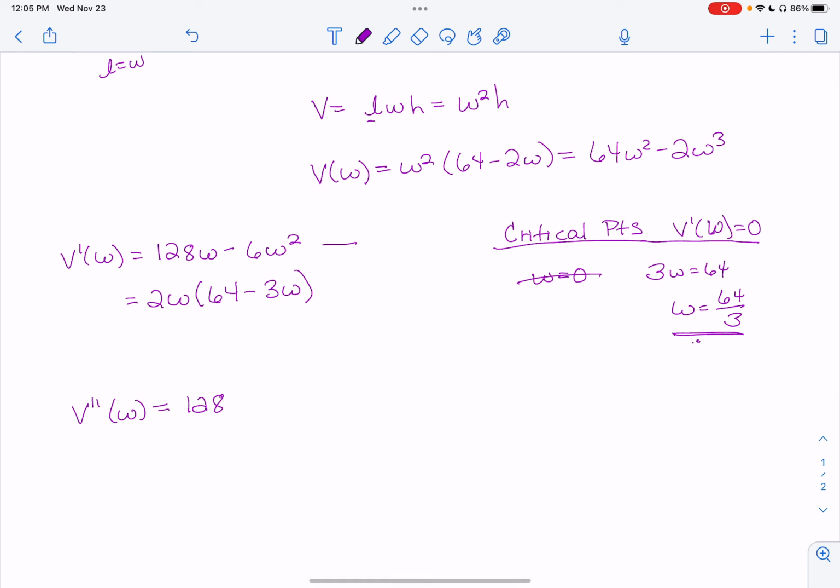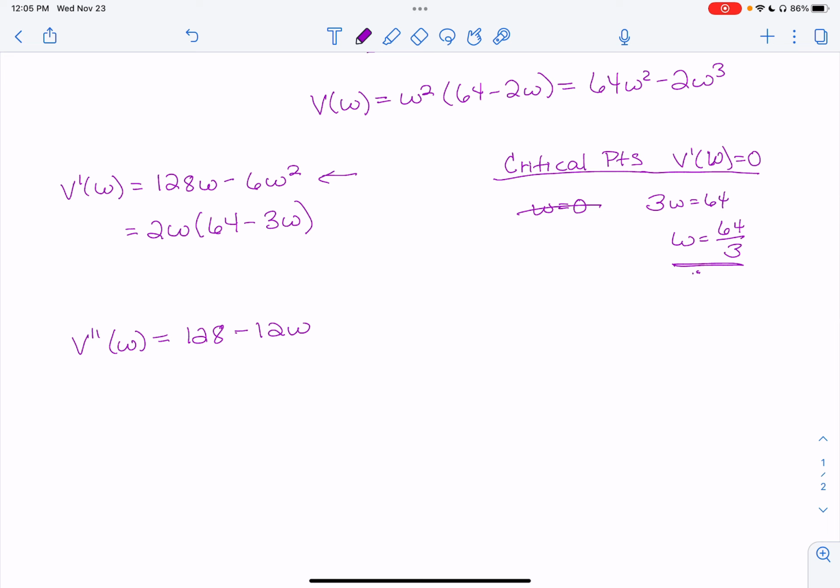I'm using this first equation to do this, minus 12w. And out of that, I can factor a... well, let's just solve. Oh wait, we don't need to solve it. I'm not looking for inflection points. I'm off on my own world.